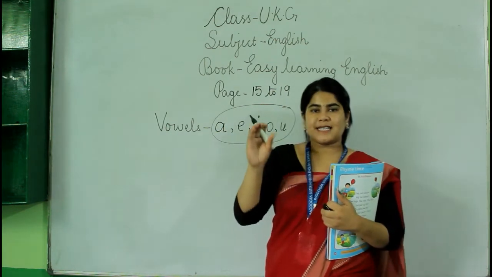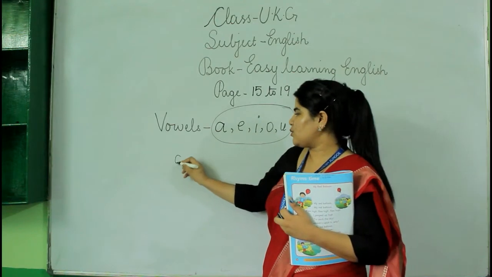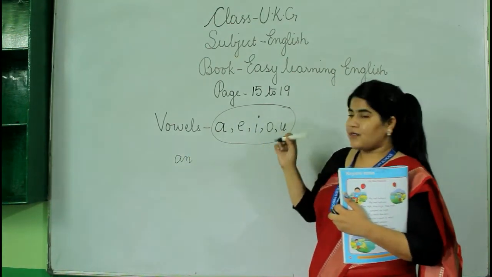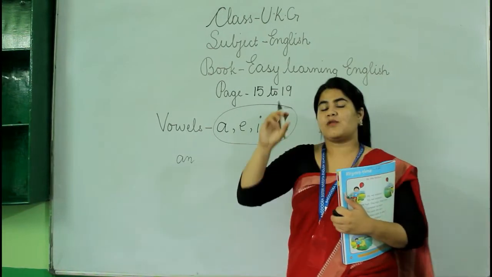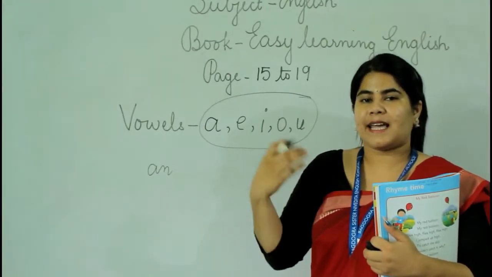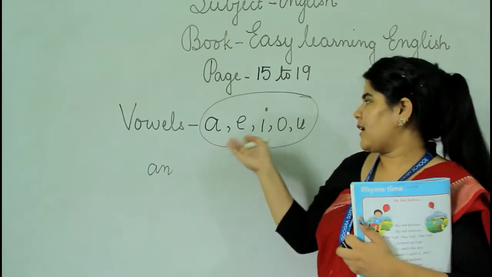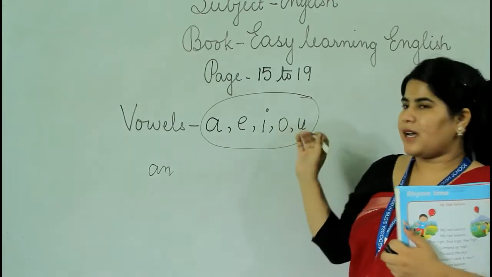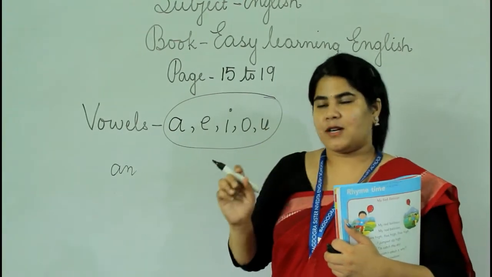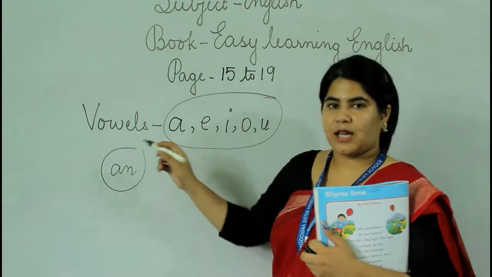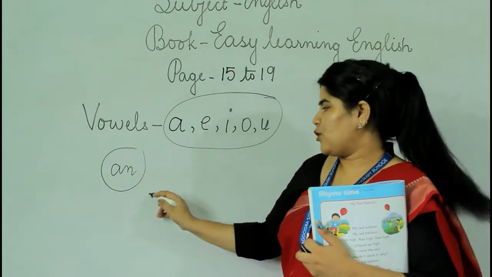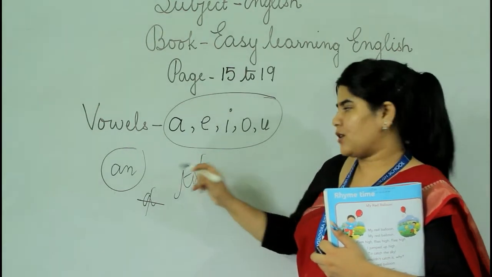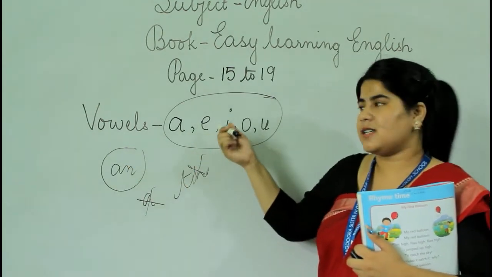Whenever the word starts with a vowel, we always use an, as you already know all these things, right? Whenever we write any words that start with a vowel, like apple, then E for elephant, then I for igloo, O for oranges, U for umbrella, we always start with an. Before that we use an, not a. We don't write a, and we also don't write the. We always use an for these vowel words.